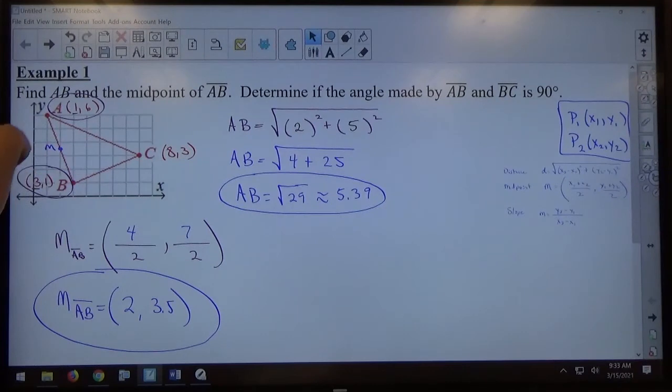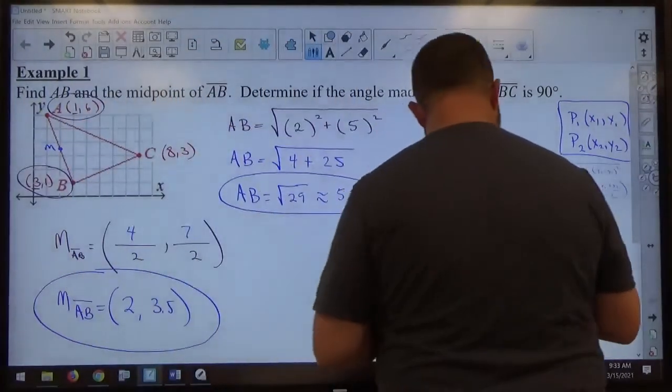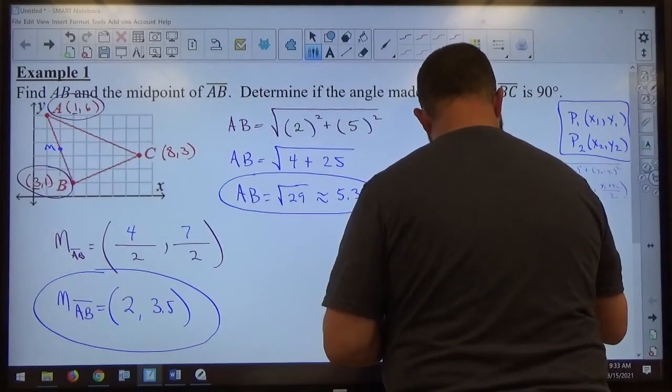So I can get side, side, side, do a whole law of cosines thing here, right? But for a 90-degree angle in particular, that means that AB and BC would be perpendicular to one another. So the easiest way to determine a 90-degree angle is with just slopes. I'm going to find the slope of AB, I'm going to find the slope of BC, and see if they're opposite reciprocals.